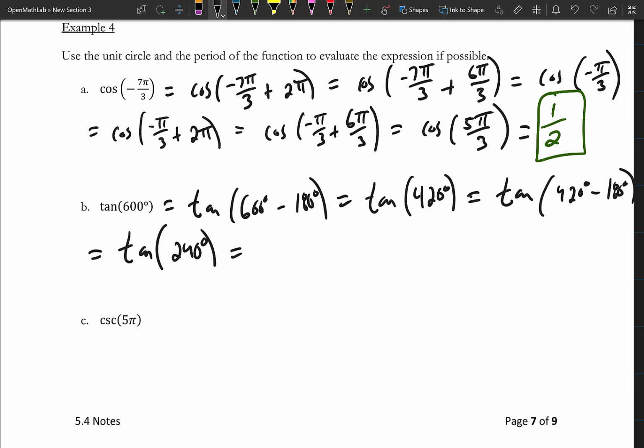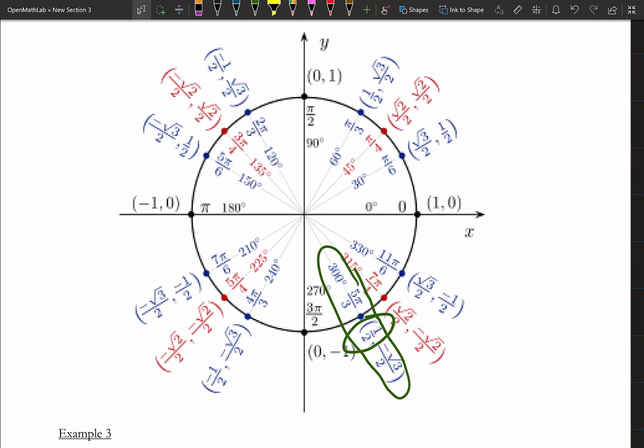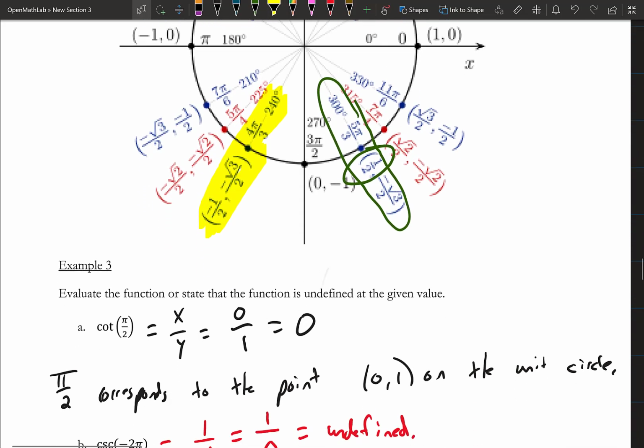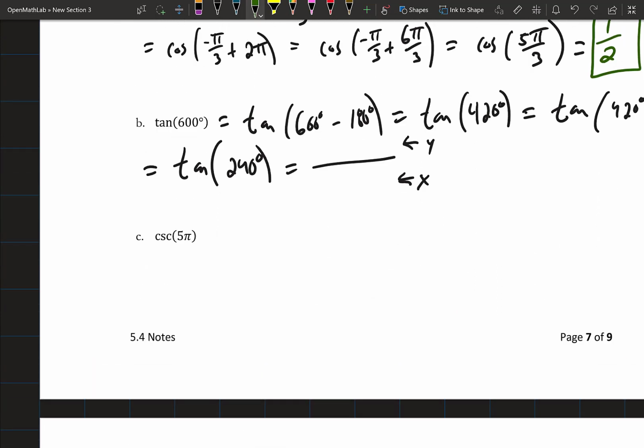So remember, this is y over x. So here we put the y coordinate, here we put the x coordinate. So if we look at the unit circle, we're focusing in on, let's see, 240 degrees, which is here. Right, so you can see the x coordinate is -1/2 and the y coordinate is negative radical 3/2. So just filling those into the appropriate spot, we'd have negative radical 3/2 all over -1/2.